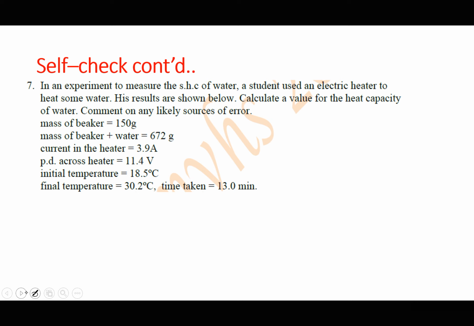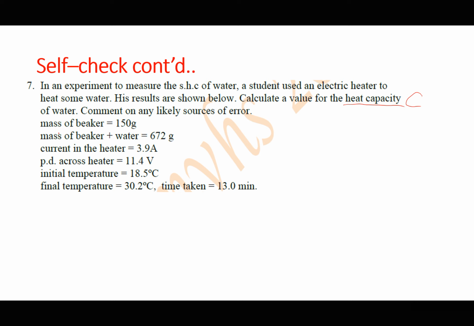Self-check number 7. In an experiment to measure the specific capacity of water, a student used an electric heater to heat some water. His results are shown below. Calculate a value for the heat capacity. Remember, heat capacity is capital C. Comment on any likely sources of errors. What do you expect to be the sources of errors on the value of C that you have obtained?